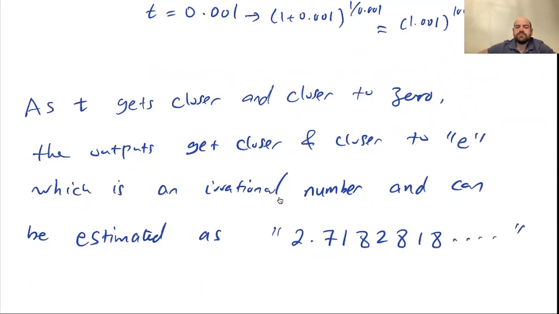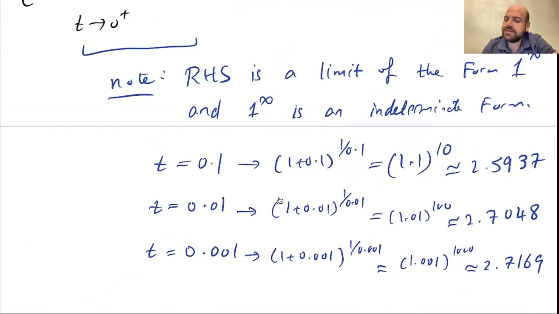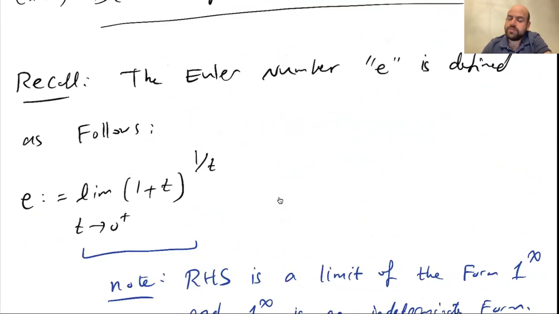So 2.72 if you want an estimation up to 2 decimals, but you know the decimals continue forever. It's an irrational number. So that's the Euler number. So the Euler number is this limit here. So please remember, 1 to power infinity is not 1. It's an indeterminate form. Now, if you have 1 plus t to power 1 over t, then the answer will be E.